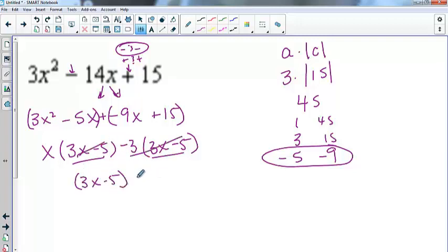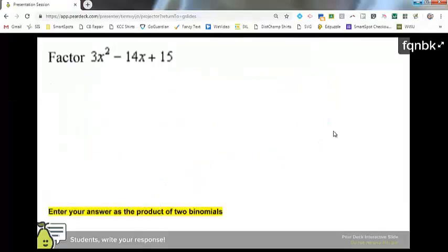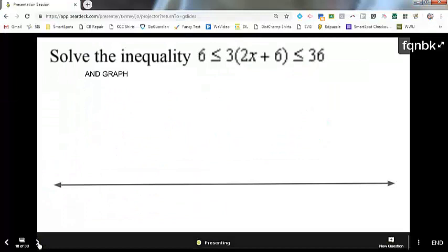And what's that leave me with? x minus 3. Final answer. So we were really close. That's good. We haven't done it a whole lot to be superstars at it yet, so that's all right.